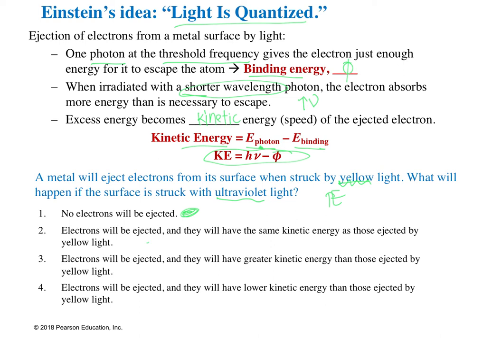We have higher. Electrons will be ejected and will have the same kinetic energies as those with the yellow light. Well, that's not the case because only those with yellow light will have that same kinetic energy. Electrons will be ejected. They will have a greater kinetic energy than those ejected by the yellow light. Yeah, that makes sense, because we have more energy that we shine on them, so they should be left with more energy than before. And electrons will be ejected, they'll have lower kinetic energy. Well, that is just not the case because the minimum amount of kinetic energy that they could have is specifically with the yellow light. So you won't be able to eject them and have a lower kinetic energy than yellow. So it is number 3.